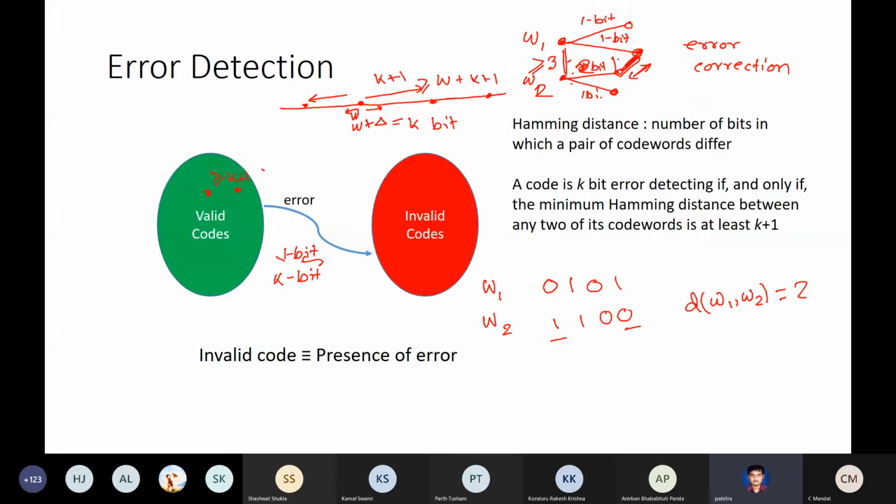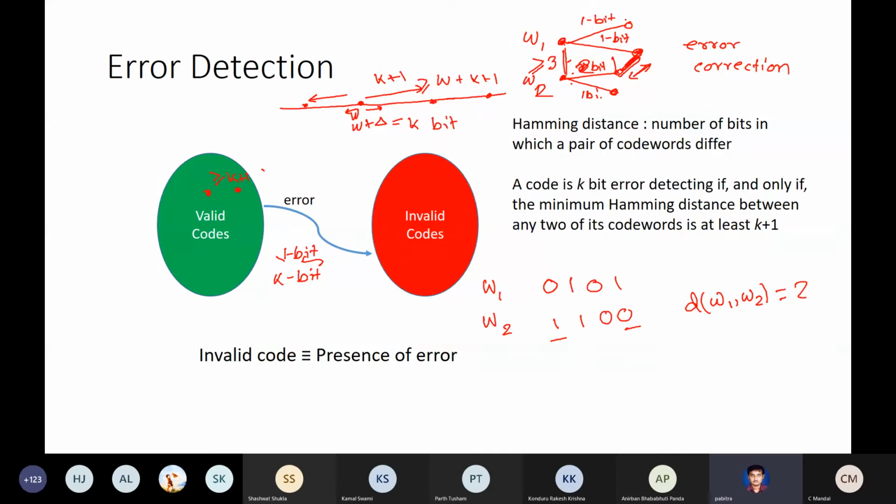Okay, so now we'll talk about error correction later. First talk about error detection. So for error detection, we know two valid code words should be at least k plus 1 Hamming distance apart. How do you ensure that? The way to ensure that is by means of redundancy. You put in your redundant bits, the check bits, and you compute them in such a manner that this property is established.